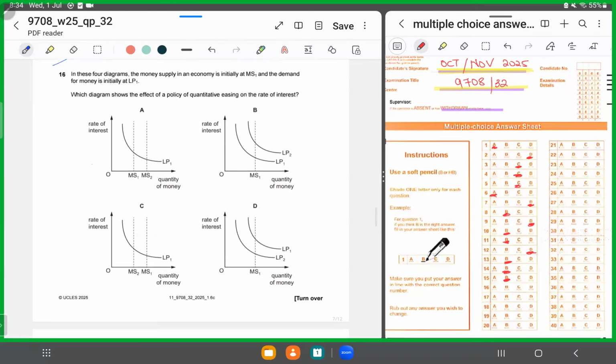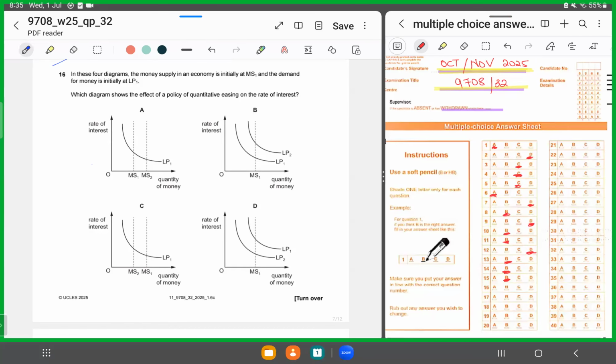MCQ number 16 displays four different diagrams that talk about money supply and the demand for money. Now they displayed the rate of interest on the vertical axis and the quantity of money on the horizontal axis. They displayed the money supply and they are asking, the demand for money is initially at LP1, and if there is a policy of quantitative easing, what would be the effect on the rate of interest?